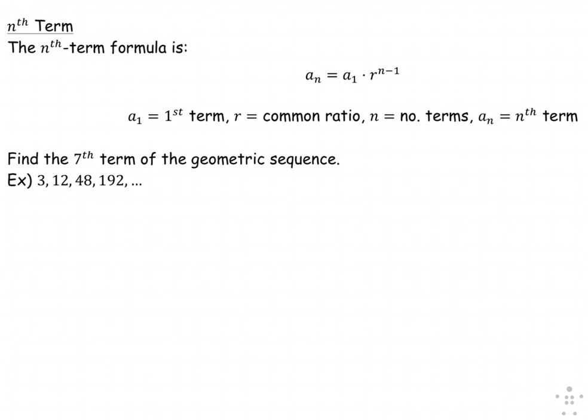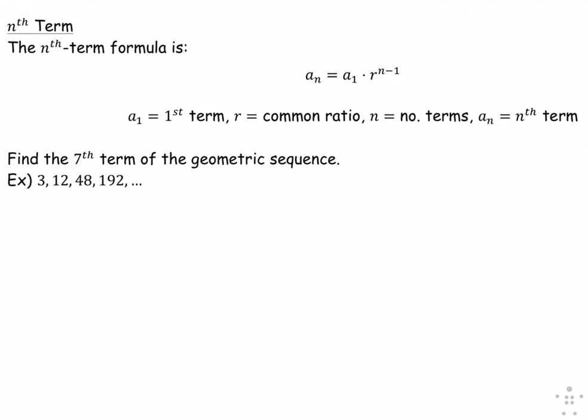The reason why it's the exponent of n minus 1 is because you don't need an r to generate the first term. It's already there. But then after the first term, that's when you start accumulating the repeated multiplications by r. This formula should remind you of the formulas for exponential growth and decay.